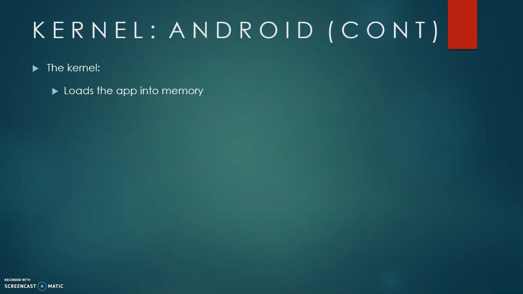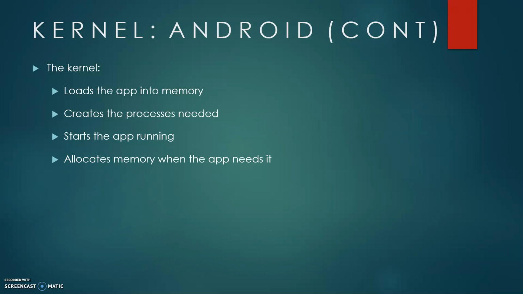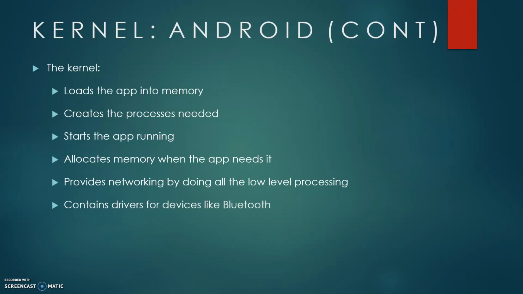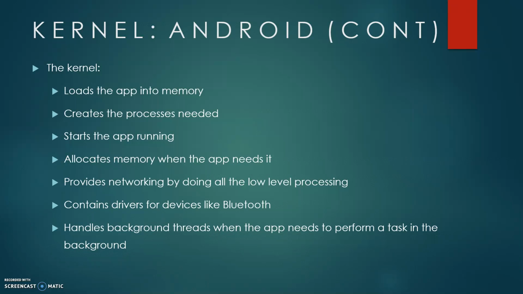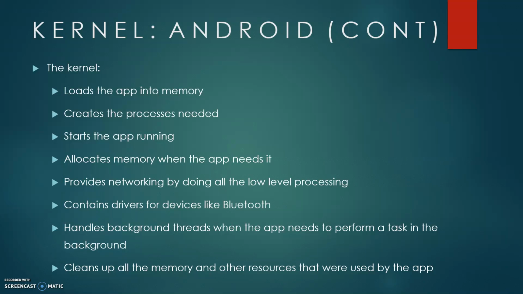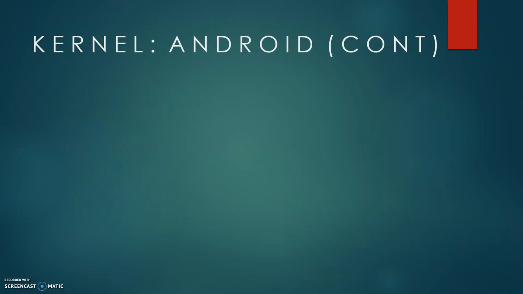So the kernel in Android loads the app into memory, it creates the processes needed, it starts the app running, it allocates memory when the app needs it, it provides networking by doing all the low-level processing. It contains drivers for devices like Bluetooth. It handles background threads when the app needs to perform a task in the background. And lastly, it cleans up all the memory and other resources that were used by the app.